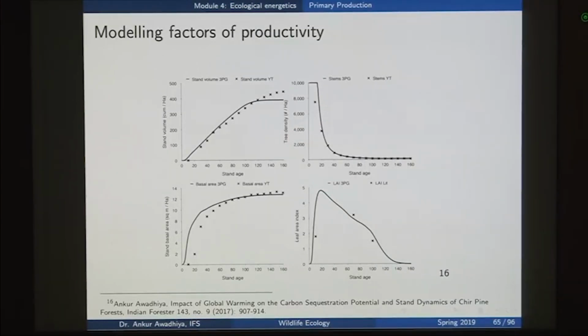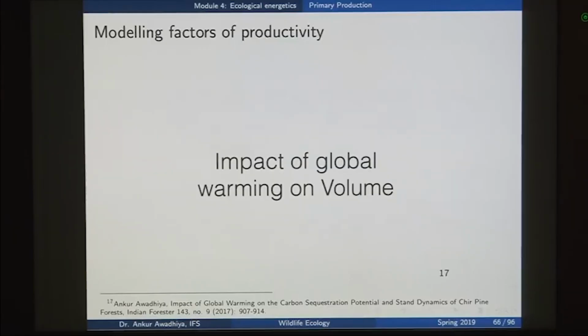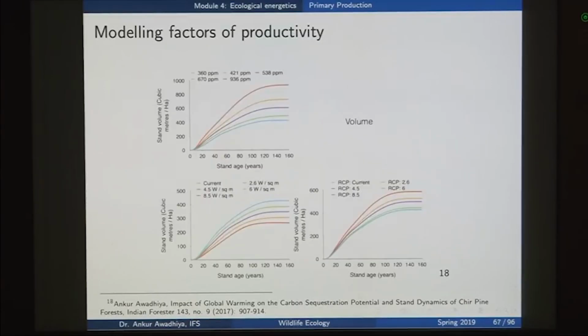So, once we have calibrated the model, we can then ask questions. What is the impact of global warming on volume, for instance? If we look at the volume of this stand, here we differentiated it in two parts. The first part is an increase in carbon dioxide concentration. This is 360 ppm, which is the ambient concentration of carbon dioxide that we have considered. So, from 360 ppm, 421 ppm, 538 ppm and so on.